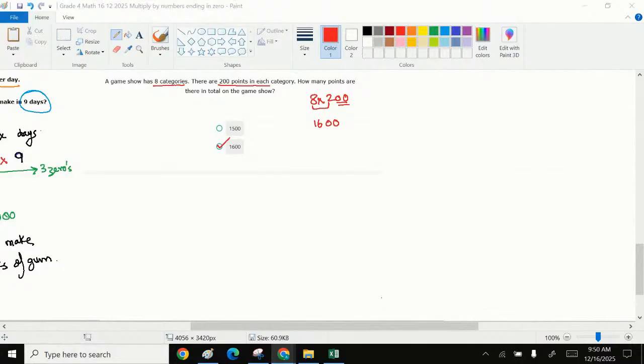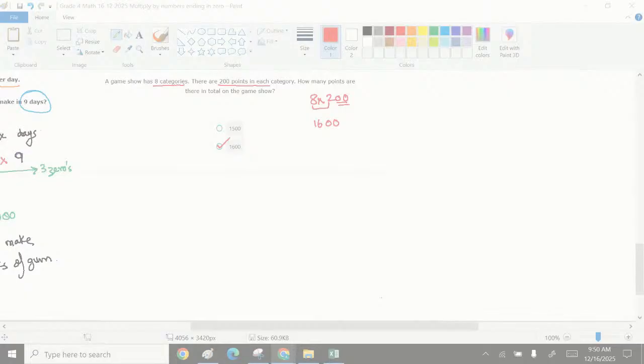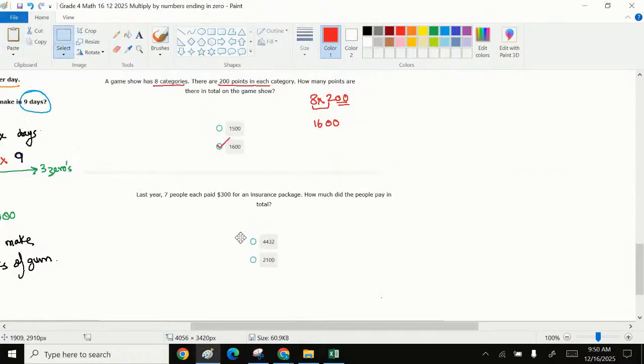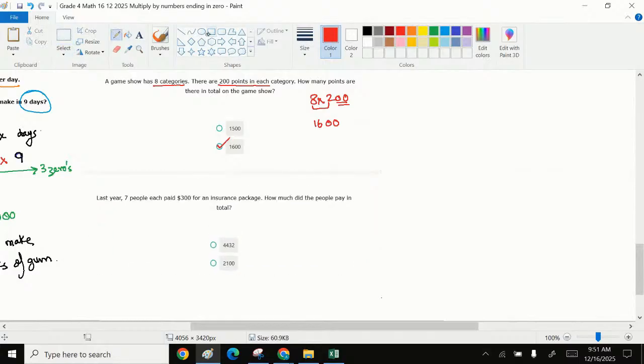Last year, 7 people. Let's do this question. Let's see what the two options are over here. This is the second question. Last year, 7 people each paid $300 for an insurance package. How much did they pay in total, right?